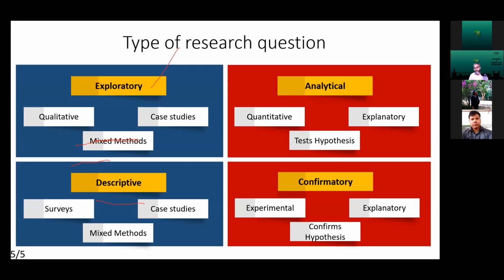Finally, we have a confirmatory hypothesis, which is experimental: RCTs, clinical trials. They explain and also confirm hypotheses. So analytical designs usually test hypotheses. And if you look at the design hierarchy, they are lower down as compared to the RCTs. But sometimes you cannot do an RCT, and analytical is the only thing that you do.